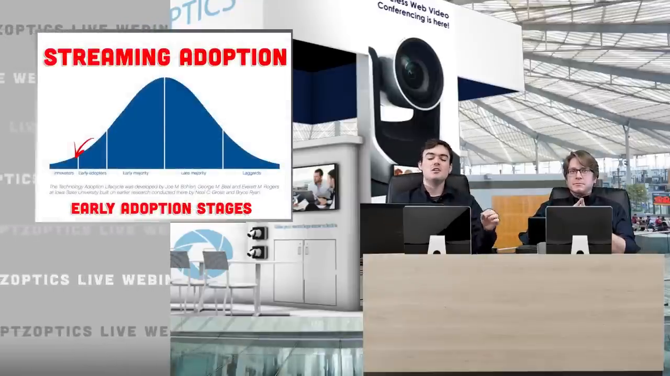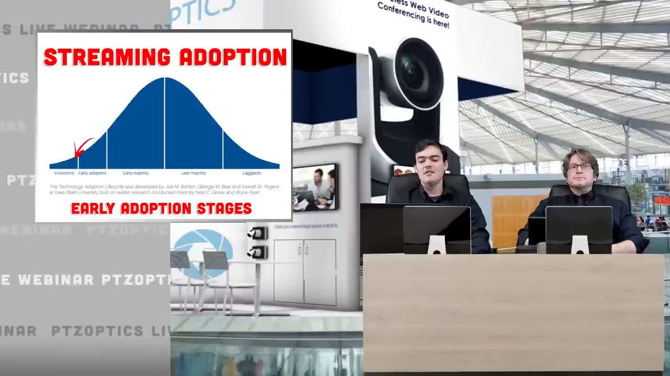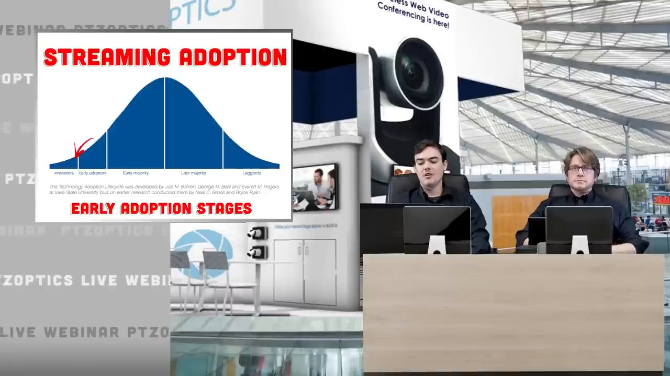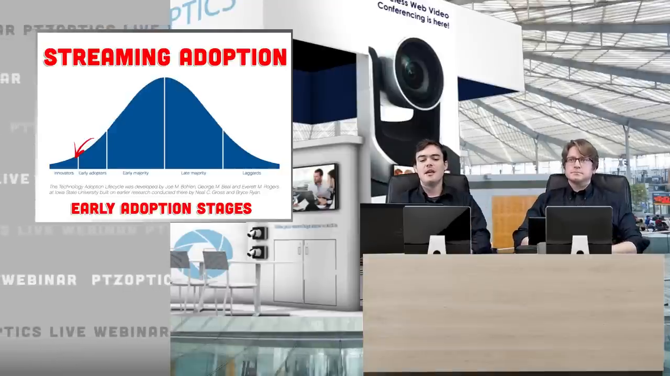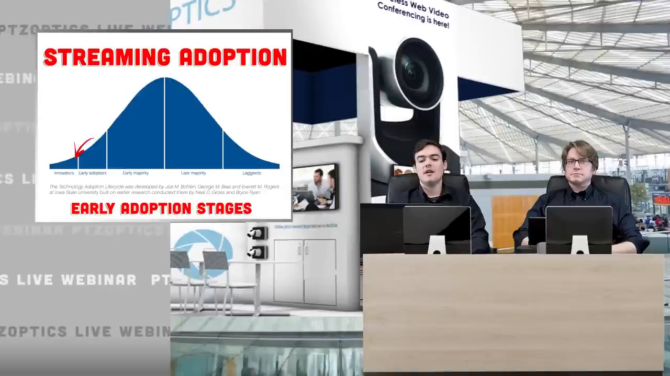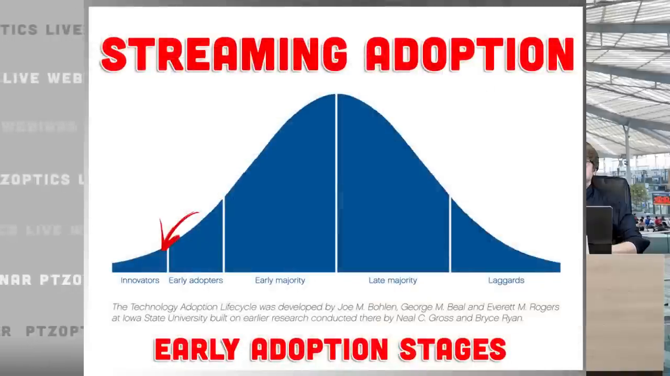This was something I wanted to show just really quickly. This is called a marketing bell curve. It's what marketers use to determine where in the live streaming market we are today. And I feel like today for live streaming, we're really in the innovator stage, maybe the early adopter stage.